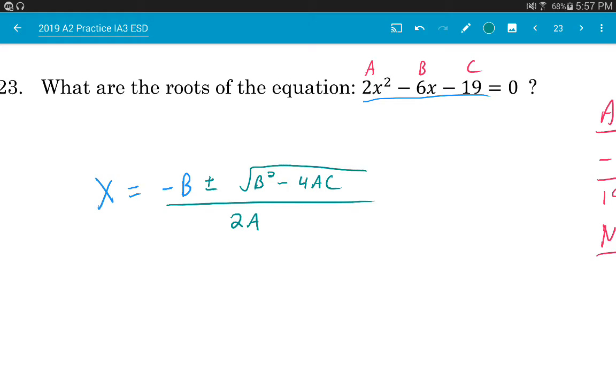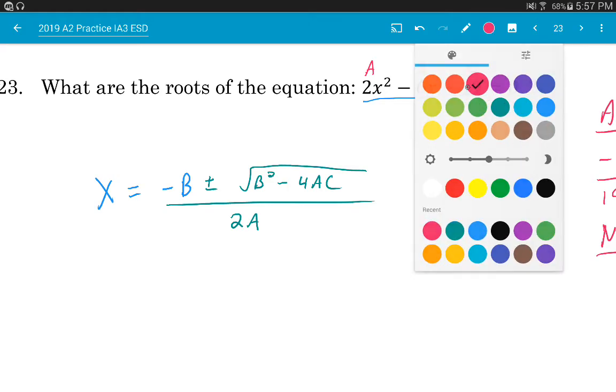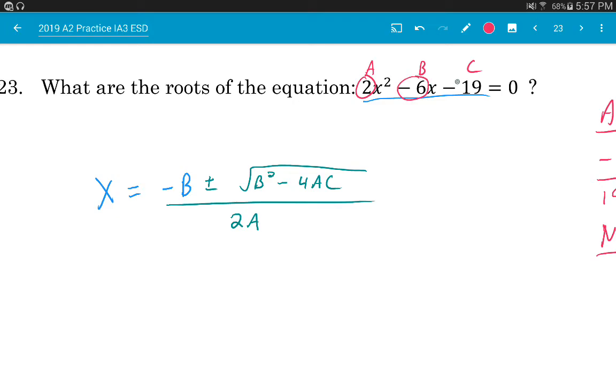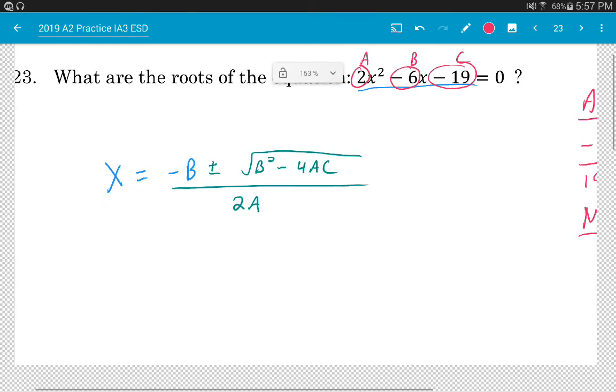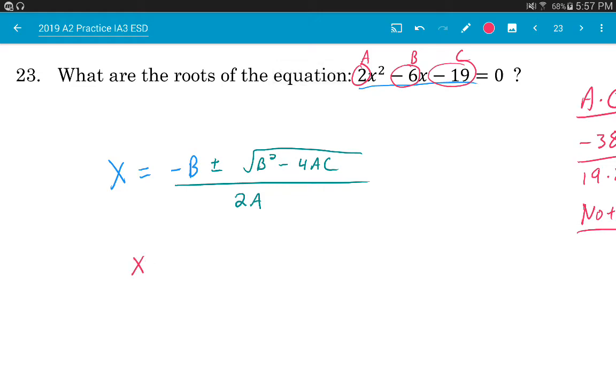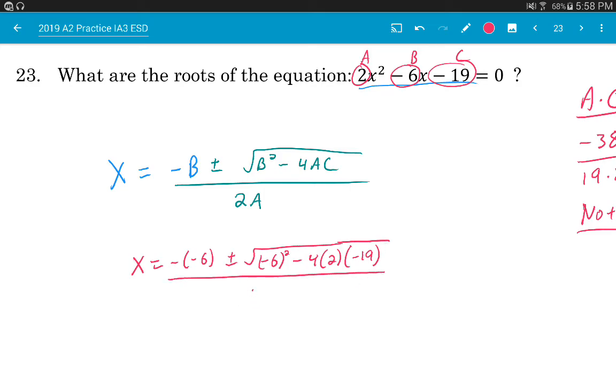Now, we want to plug in. So the values that we're plugging in are 2, negative 6, and negative 19. So here's what we're going to do. X equals negative b plus or minus the square root of b squared, negative 6 squared, minus 4 times a times c. All of that over 2a, which is 2 times 2, which I'll just write as 4.